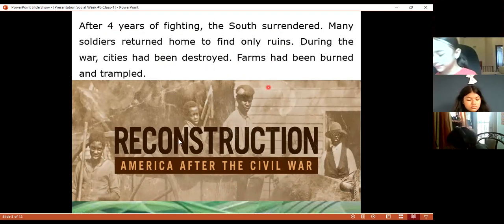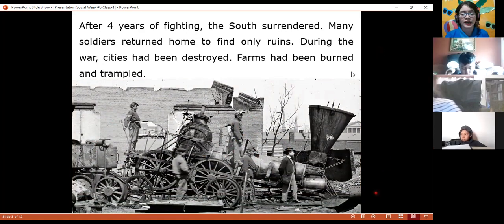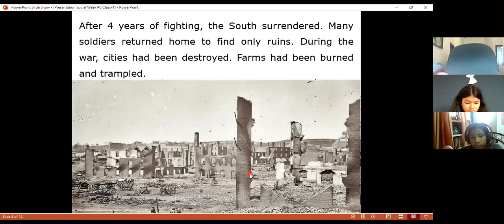So after the Civil War, they needed to reconstruct, to rebuild everything, to construct the houses again. So it was a time of reconstruction, class. They found their houses and the cities in this way, because it was a war. It was a war. Everything was destroyed. Look here. Everything was like in isolation.